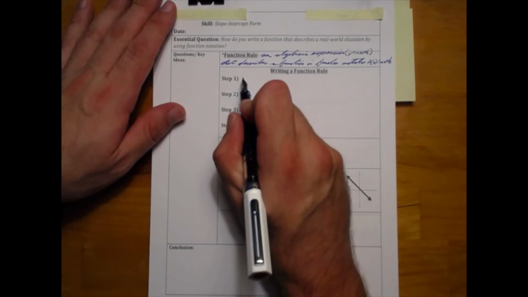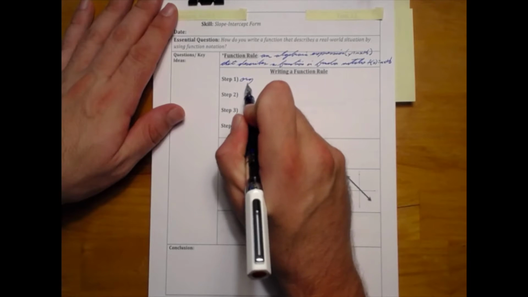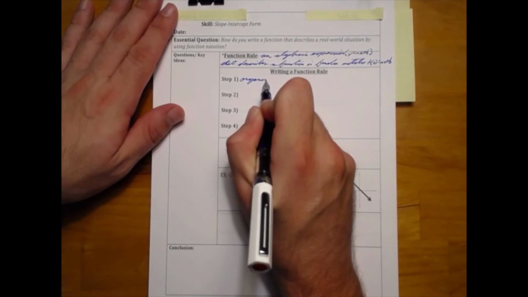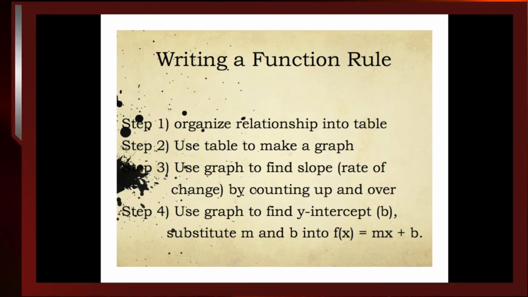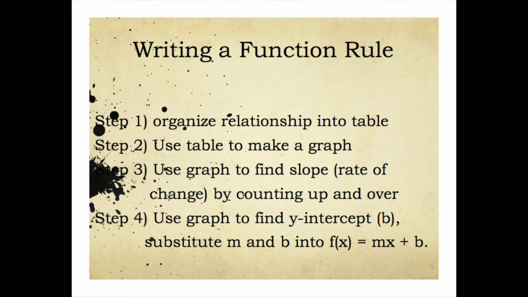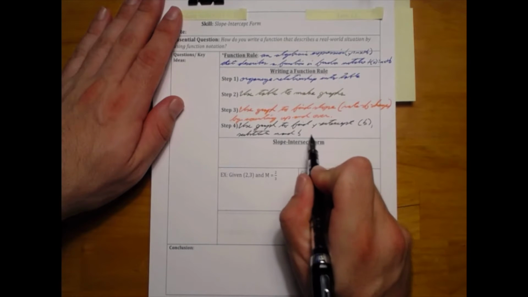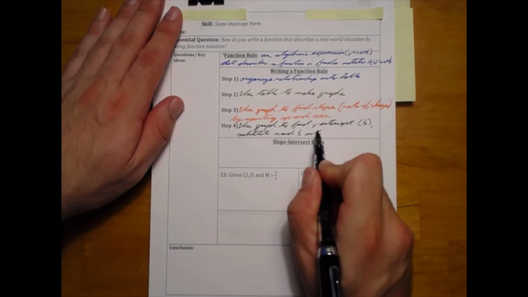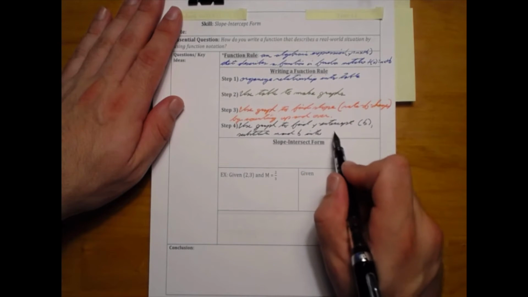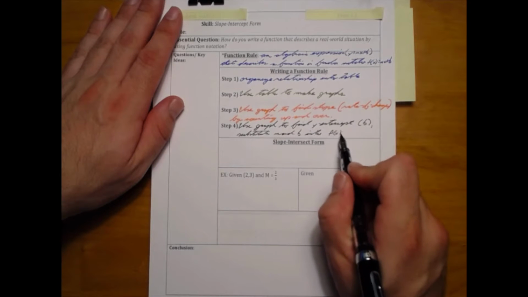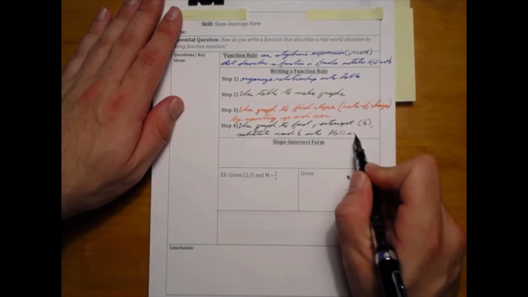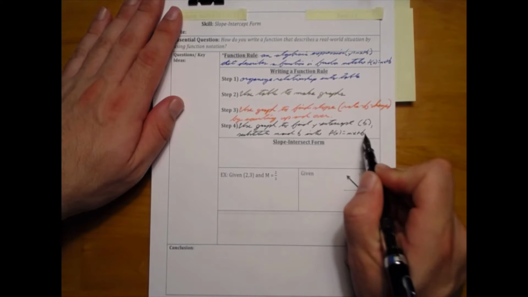To write a function rule, we're going to do 4 steps. First, we're going to organize the relationship into a table. Step 2 is that we're going to use the table to make a graph. Step 3 is that we're going to use the graph to find the slope, or the rate of change, by counting the up and over. And step 4 is that we're going to use the graph to find the y-intercept, or b, and substitute m and b into the equation f of x is equal to mx plus b.